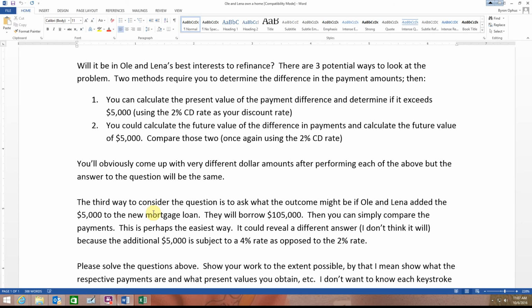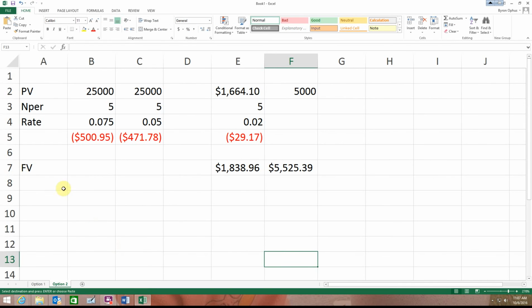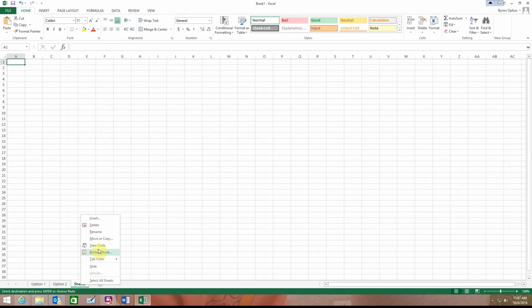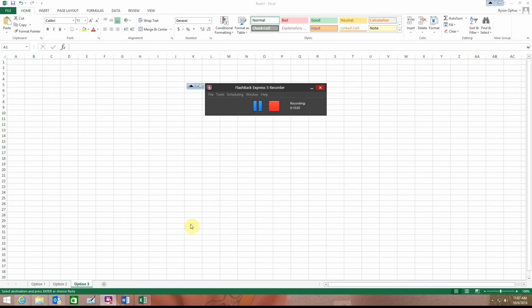Okay, I've shown you guys enough. I think that you can figure that out. You're just going to have one loan that's $100,000 at 6%, and one loan that's $105,000 at 4%, and compare the payments. And we would call that one option 3. So there you have it. Some good advice on how to complete Ole and Lena.